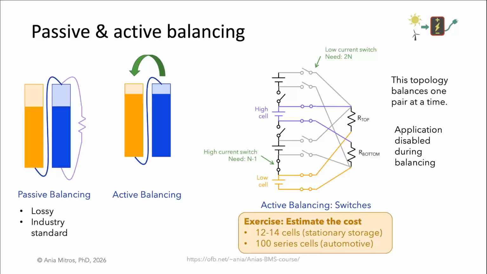Consider finding some appropriately rated switches and estimating the cost of this solution for a stationary energy storage battery with 12 to 14 series cells, or an automotive battery with 100 series cells.